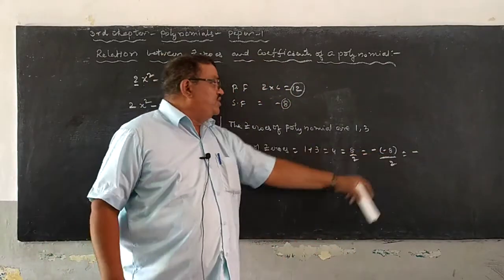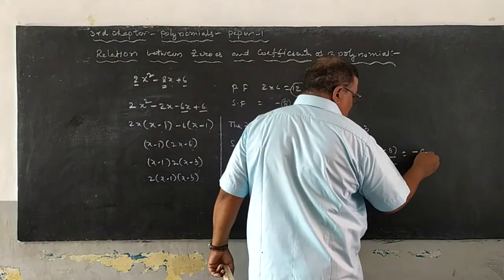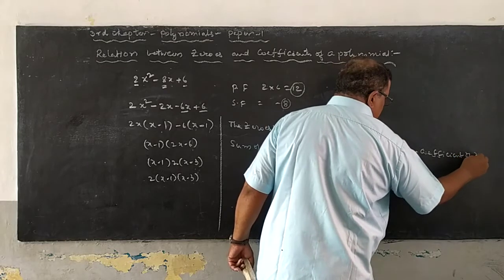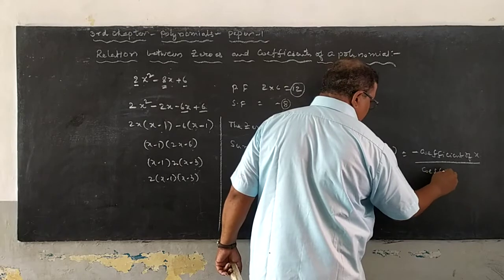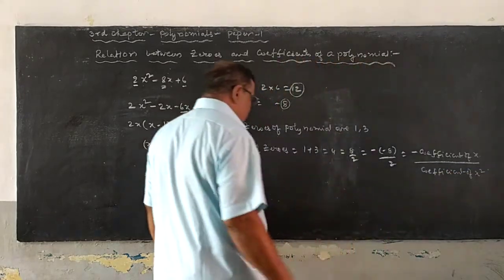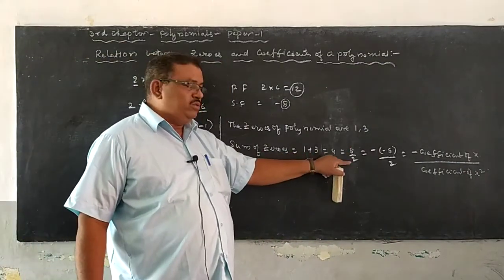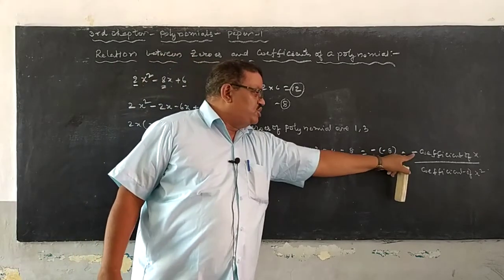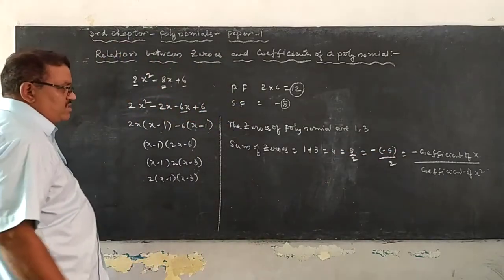Minus 8 is the coefficient of x, and 2 is the coefficient of x square. So the sum of zeros is 4. 4 can be written as 8 by 2, and 8 can be split into minus of minus 8. So it is minus of the coefficient of x by the coefficient of x square.